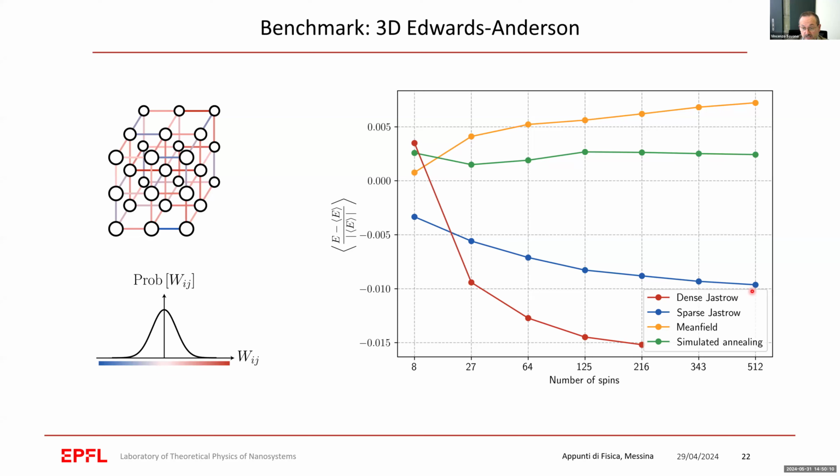Also, the sparse JASTRO works very well, with the advantage that we can go to larger systems. Whereas both the mean field and the simulated annealing perform poorly. Notice that these numbers are very small. So this is a 1.5% difference between zero. So you may object, oh, but this is nothing.